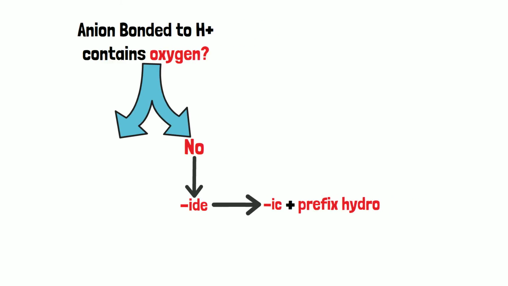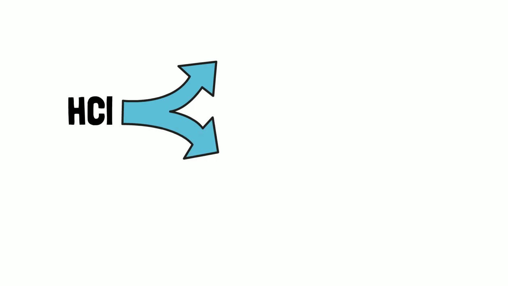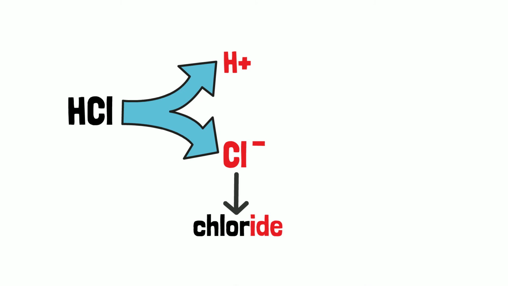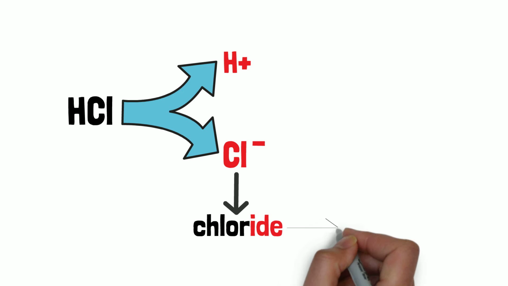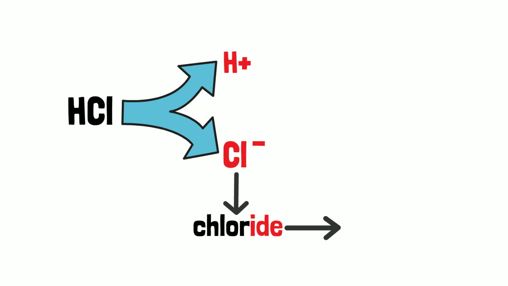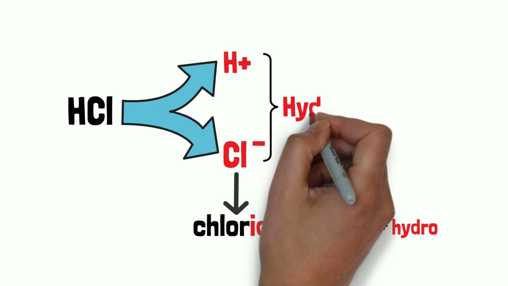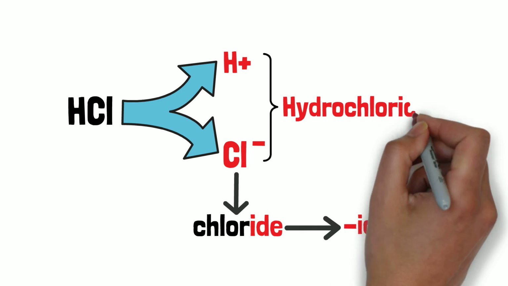For example, given the acid HCl, Cl-, which is the anion, is called chloride, which means that the anion ends with IDE. Therefore, when you name this acid, IDE is going to be changed to IC, and the prefix hydro is going to be used. Thus, the name of the acid HCl is hydrochloric acid.